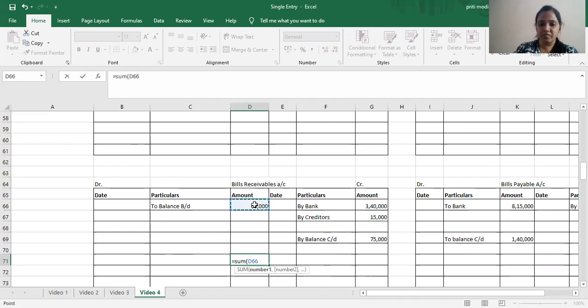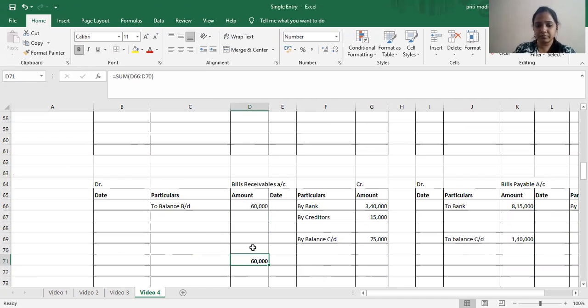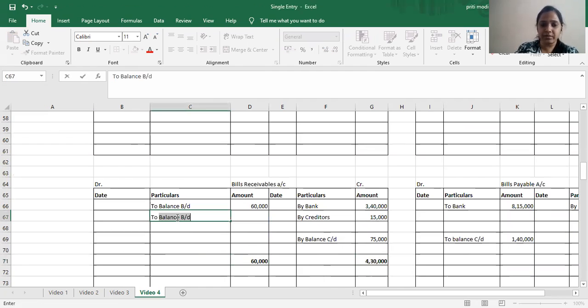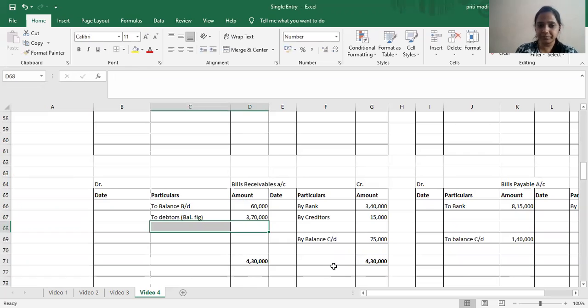The balance of bills receivable. It will come on the debit side, to debtors, balancing figure. To debtors, balancing figure. So 4,30,000 minus 60,000, 3,70,000. 3,70,000 is the bills that has been given to the debtors during the year.